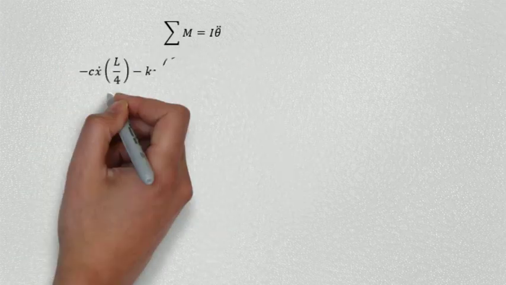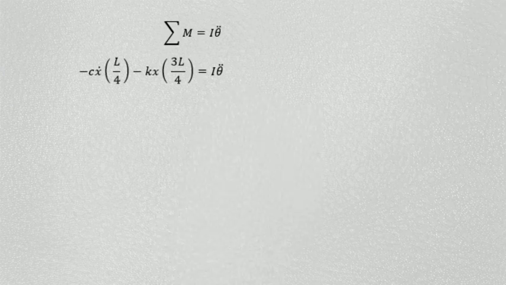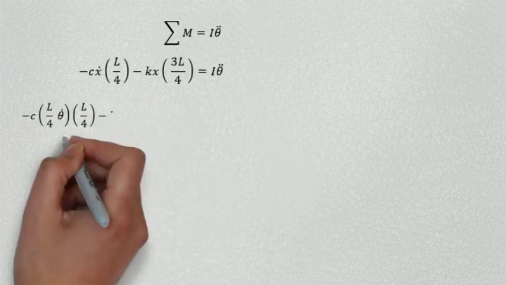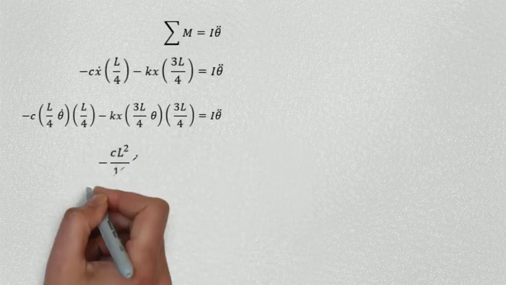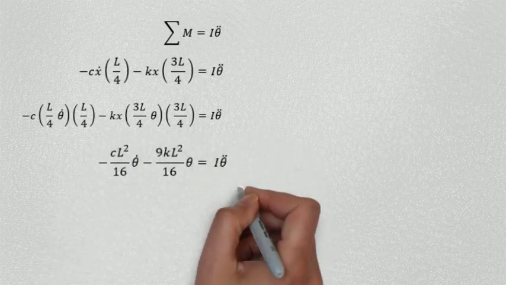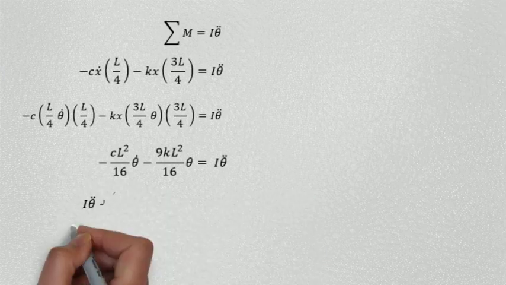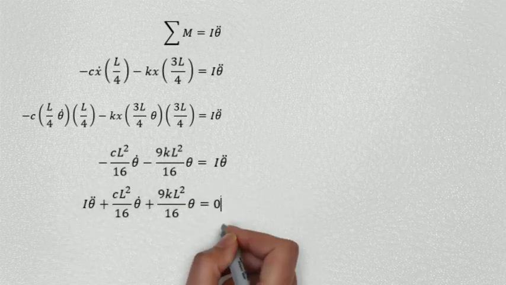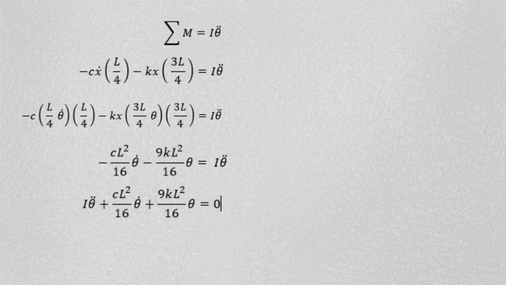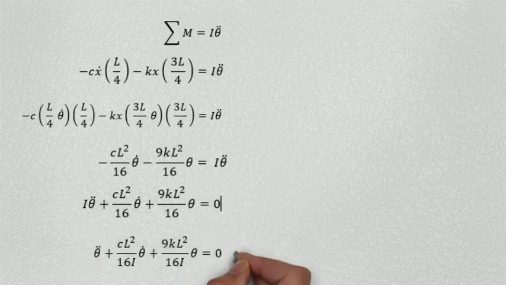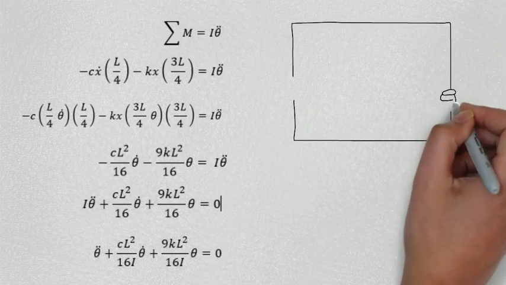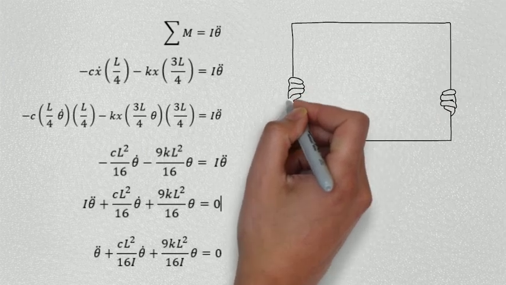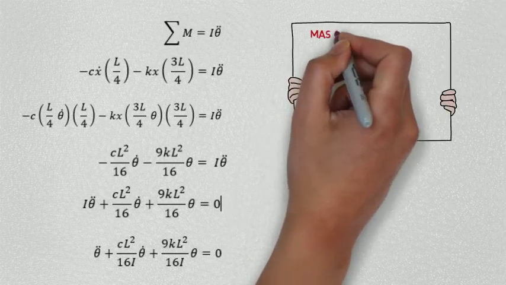Then equate all moments to I theta double dot. Multiply the forces with the length to get the moment for each force and then equate to I theta double dot. Then convert all x in terms of theta. Then divide the equation by the mass moment of inertia and your equation will be theta double dot plus CL squared over 16 I theta dot plus 9KL squared over 16 I theta.